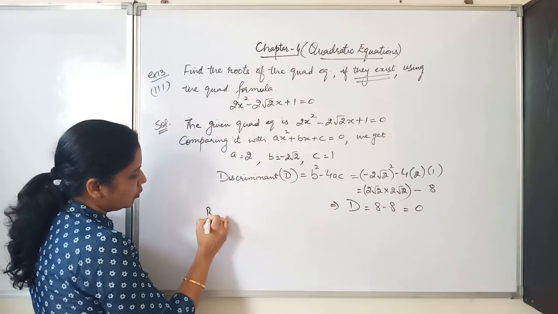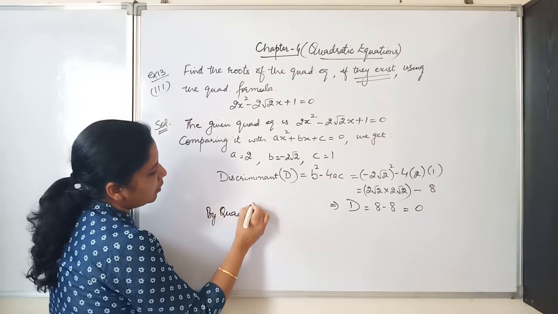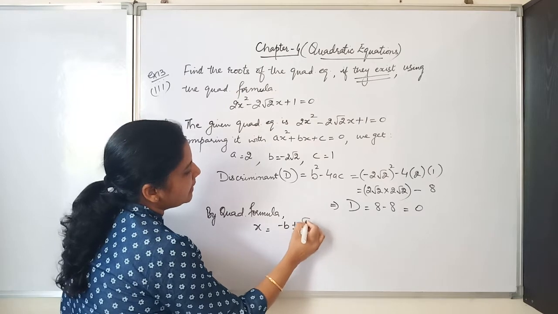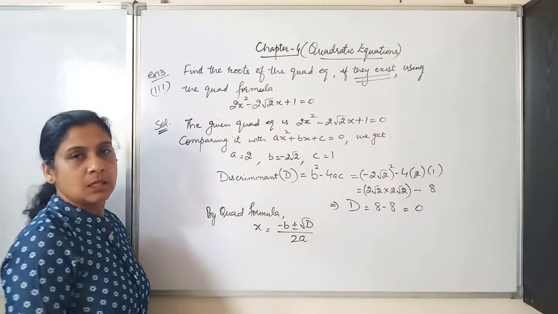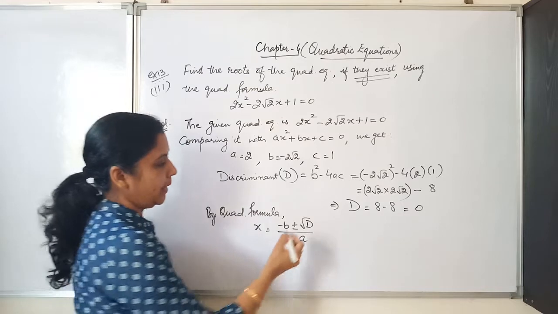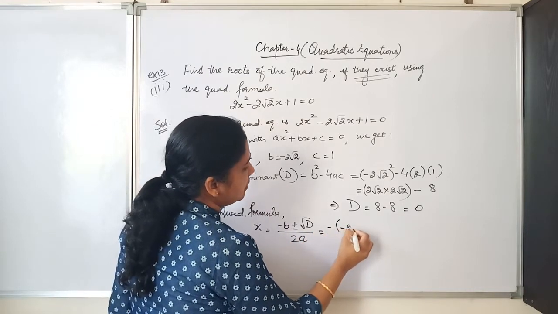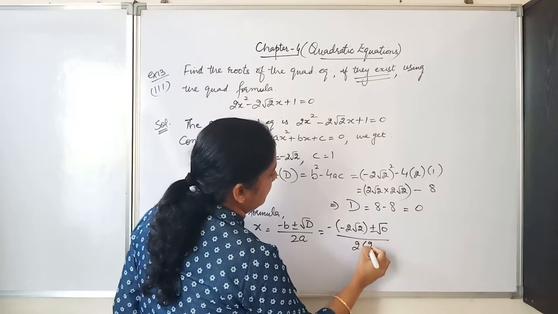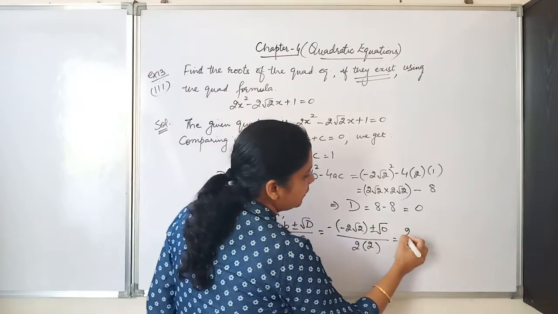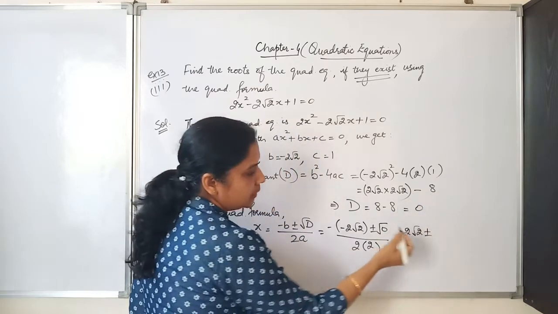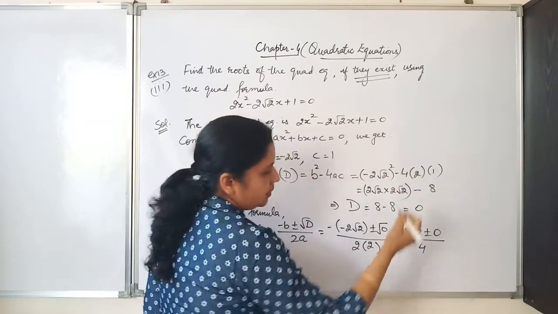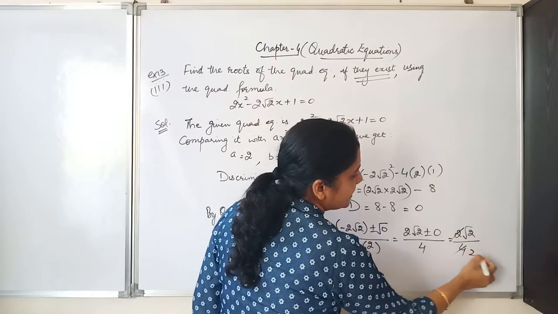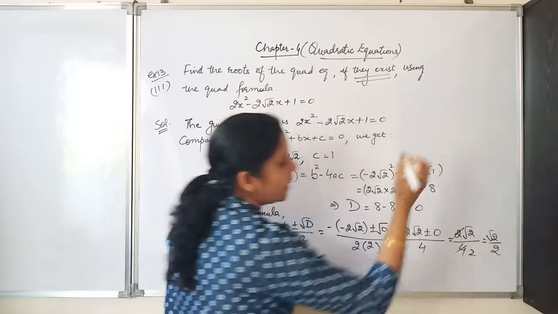Now for roots, we will be using the quadratic formula. x is equal to minus b plus minus under the root D upon 2a. Let's put down the values. Negative negative is again positive. 2 root 2 plus minus under root 0, which is 0. So this gives us 2 root 2 by 4. Here I can cancel it. It is root 2 by 2.